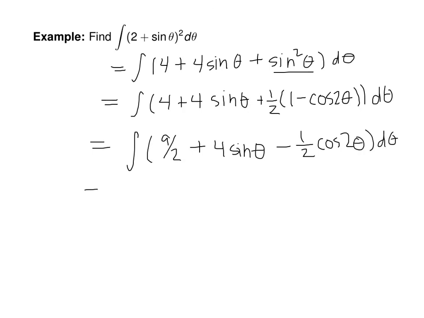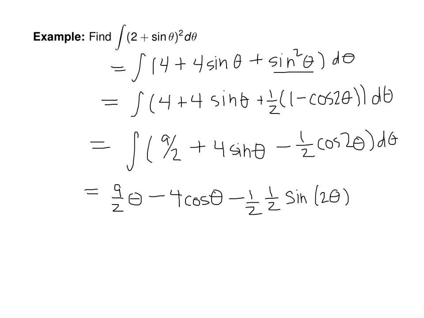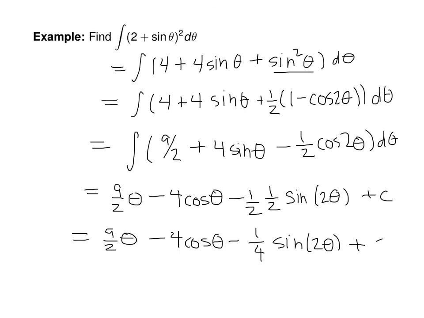Now the antiderivative of 9/2 is 9/2 theta. The antiderivative of sine is negative cosine, so we'll end up with minus 4 cosine of theta. Then minus 1/2 times the antiderivative of cosine, which is sine of 2 theta, times 1/2, plus c. So that gives us 9/2 theta minus 4 cosine of theta minus 1/4 sine of 2 theta plus c.